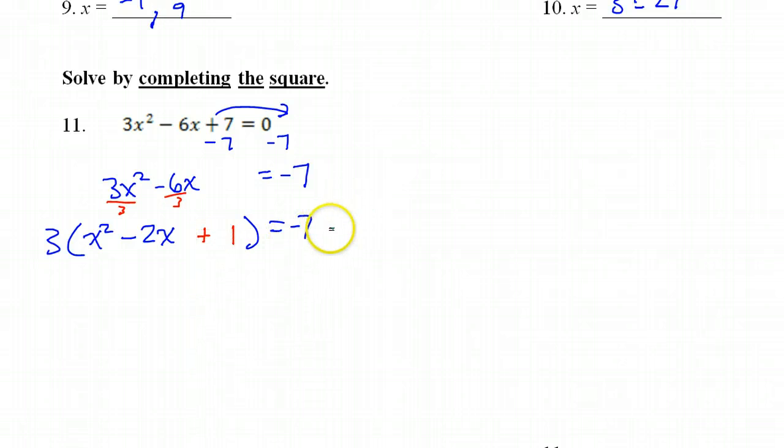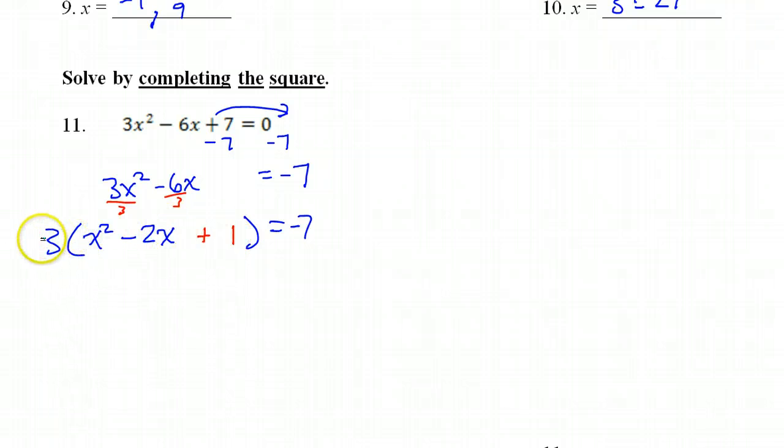Now the other common mistake is if kids get this far, if they get to the plus 1, then they think I'm going to do plus 1 over here also. But I'm not going to do that because this 1 that I just added is inside of a parentheses, a pair of parentheses.